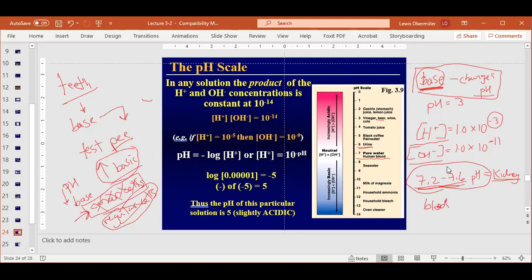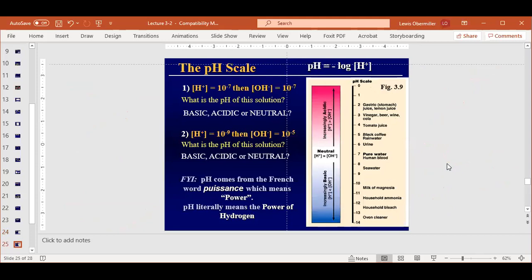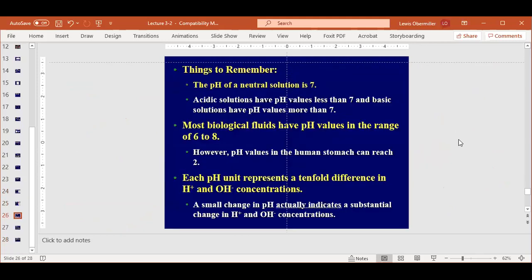All right. And you also have what we call buffers in your body. So is this acidic or basic on a 2? Acidic. Good. Milk of magnesia, is that acidic or basic? Basic. Good. And what about pure water? Neutral. Perfect. You guys got it. Okay. So remember, the pH of a neutral solution is 7. Acidic solutions have values less than 7. Basic solutions have values of greater than 7.